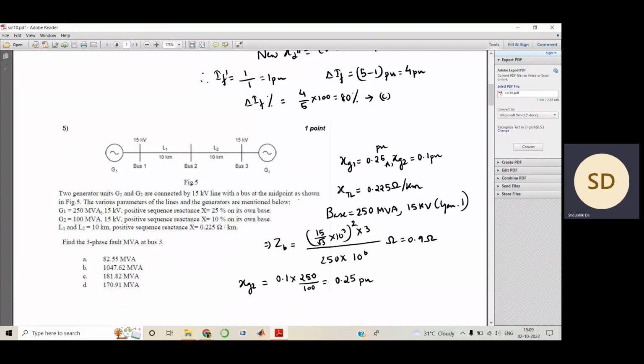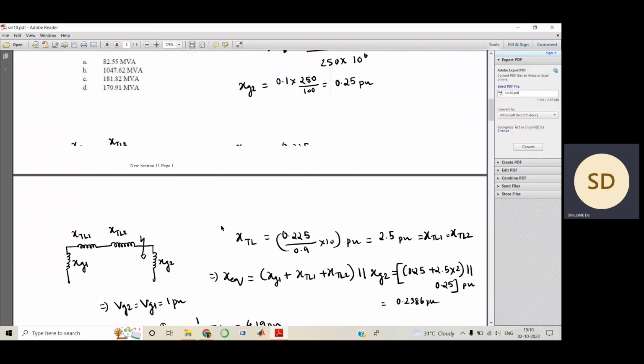G1 is 250 MVA, 15 kV, and its positive sequence reactance is 0.25 on its own base. So this word is very important. On its own base. And G2 is 100 MVA, 15 kV, positive sequence reactance of 10% on its own base. Now L1 and L2 are 10 km in length, and the positive sequence reactance of both of these transmission lines is 0.225 ohm per kilometer. They have told us to find the three-phase fault at bus number 3 here.